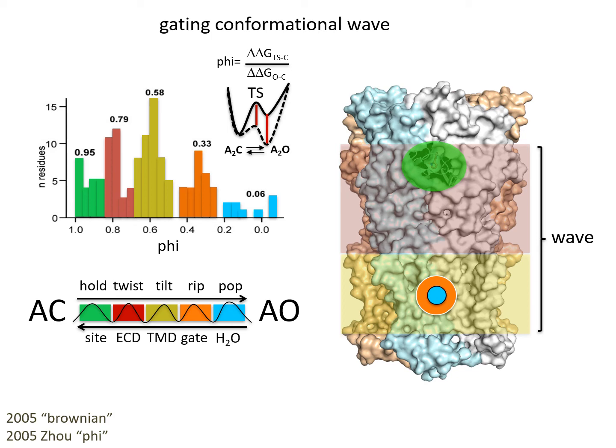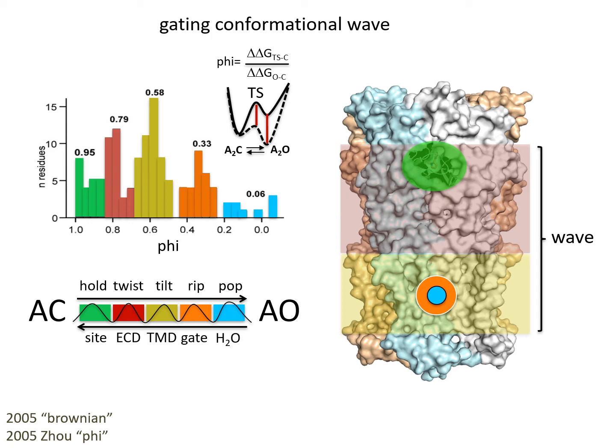So down below this reaction scheme, I've given the locations. When the channel opens, it goes through these in sequence, just like catch and hold were in that cubic model I showed previously. You would have hold, twist, tilt, rip, pop in a six-dimensional model.